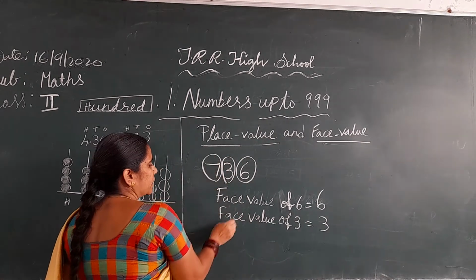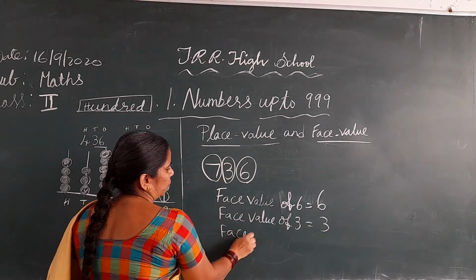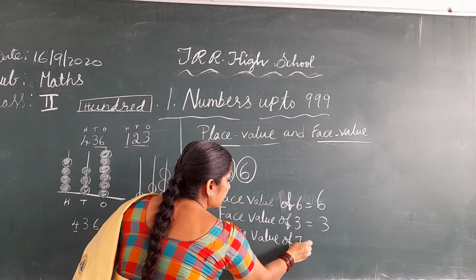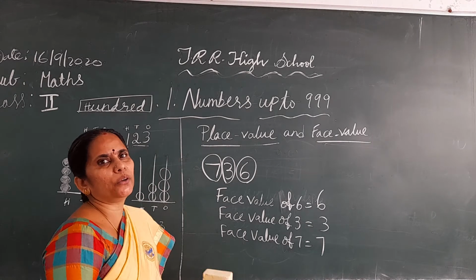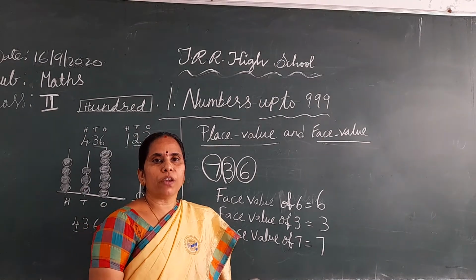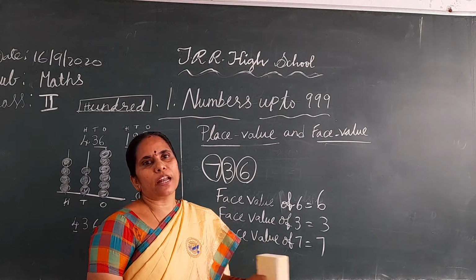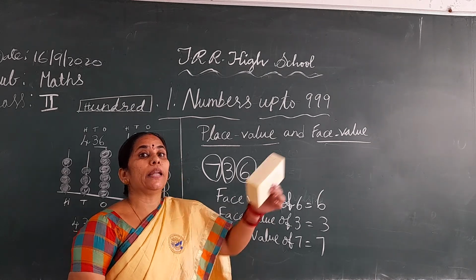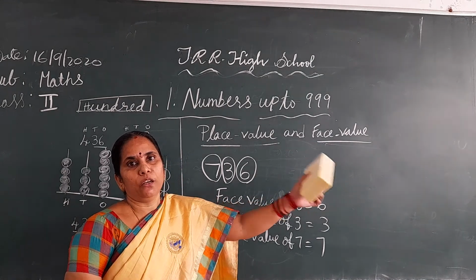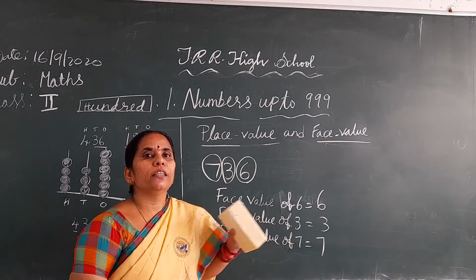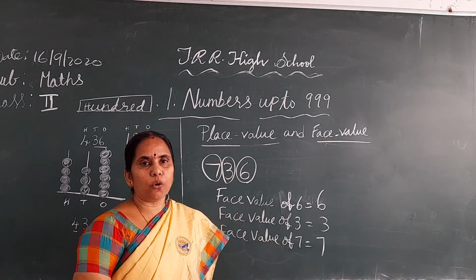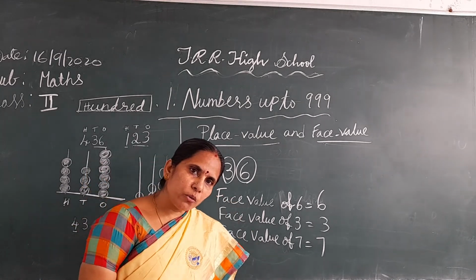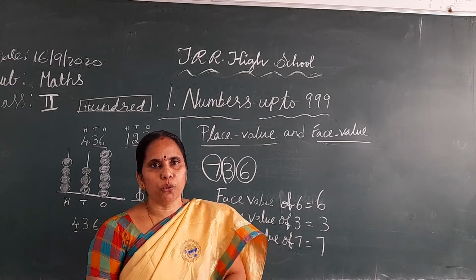Here this 7: the face value of 7 is 7 only. Same, you will get. That is the face value. Face value will not change. Which will change? Place value will change. Face value will not change. I think you all understood the difference between place value and face value.